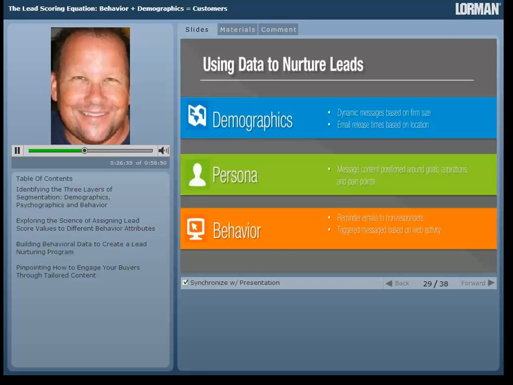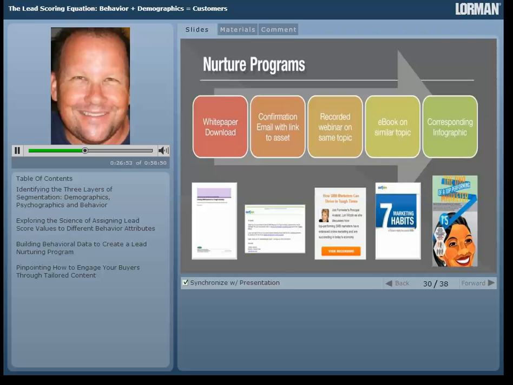And on the behavior side, the information that you're gathering from how they're behaving on your site, what they're downloading, you can actually create triggered messages based on an action that they took. So with this, we're going to dive in a little bit deeper and take a look at some examples of what I'm referring to.